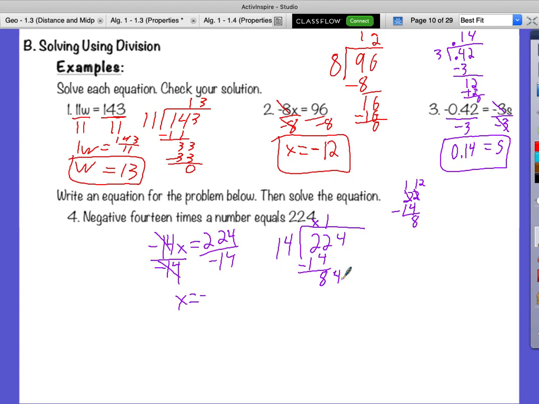Okay. 4 times 4 is 16, can't be that, it doesn't end in 6. 5 times 4 is 20, can't end in 0. 6 times 4 is 24, so it ends in 4. Let's try that, okay? So 14 times 6, what? 6 times 4 we said was 24. 6 times 1 is what? 6 plus 2 is 8. Hey, that worked, okay? 84 minus 84 is 0. So x is equal to a negative 16.